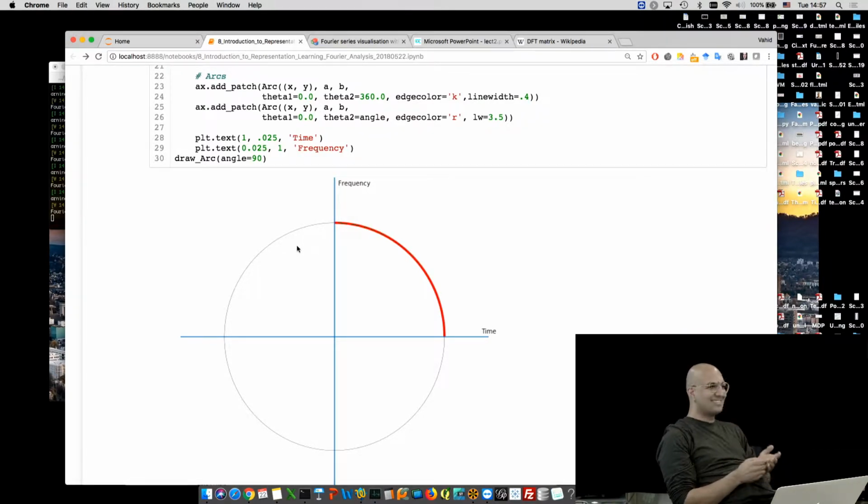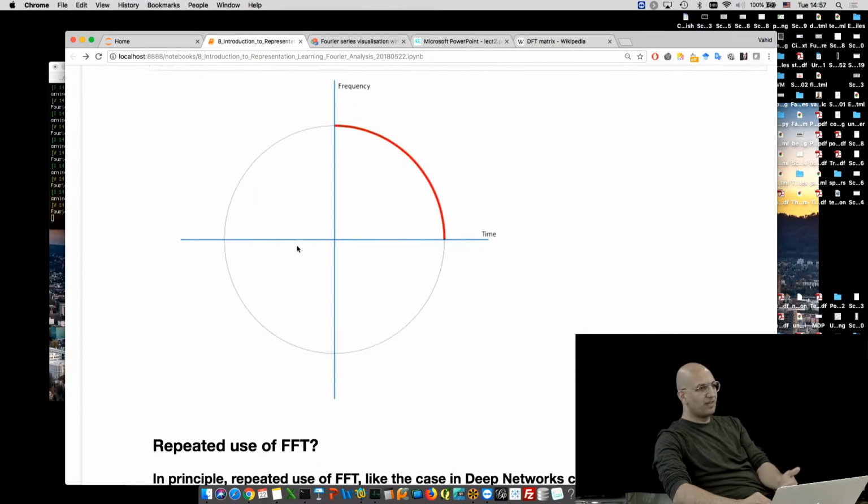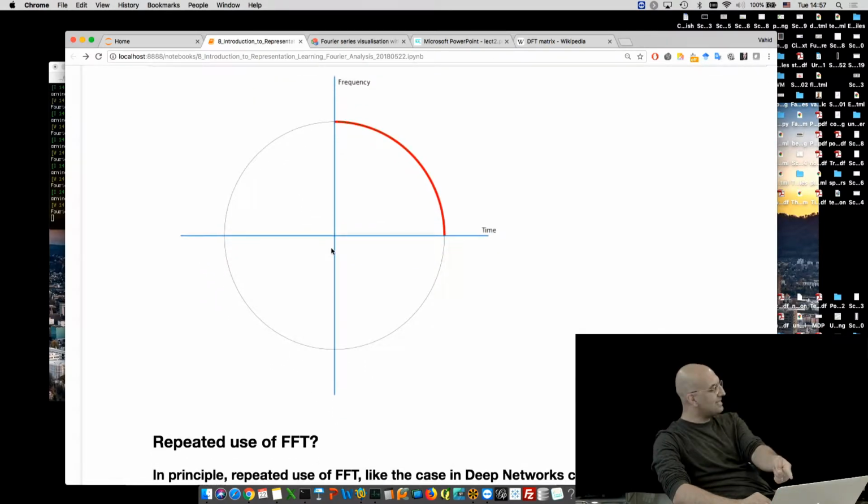Now the question is, if you repeat this, like what we do in PCA or deep neural networks, in principle we thought we get somewhere. But with this circular pattern, it tells you that if you repeat, you are in the same place. Don't repeat it. So it's also not good for deep learning.